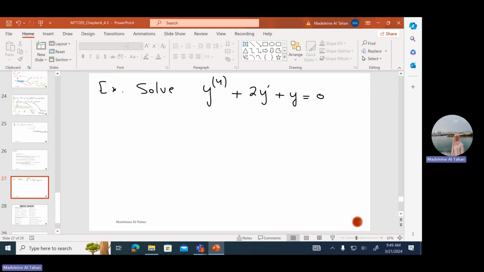Y with 4 primes means that we are differentiating 4 times. Please think about this exercise. Let's take a few minutes to solve it.